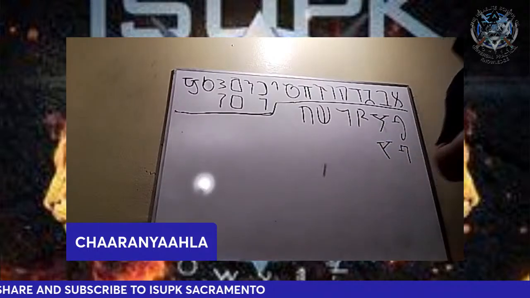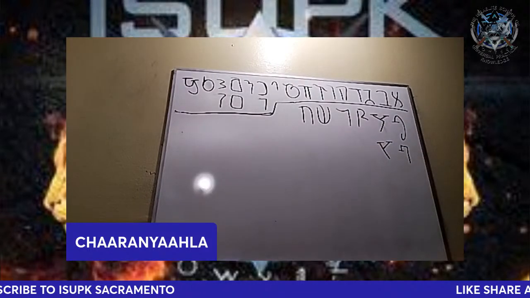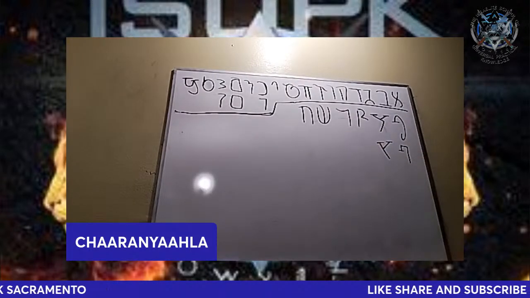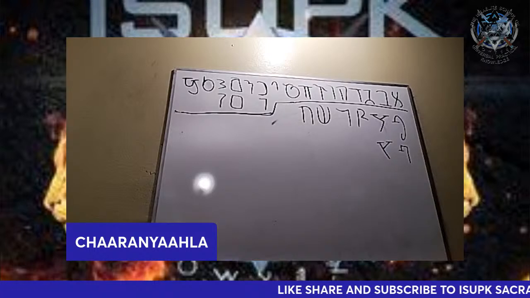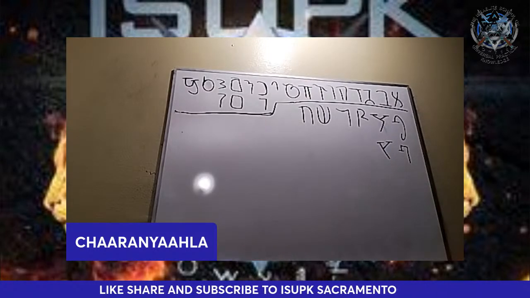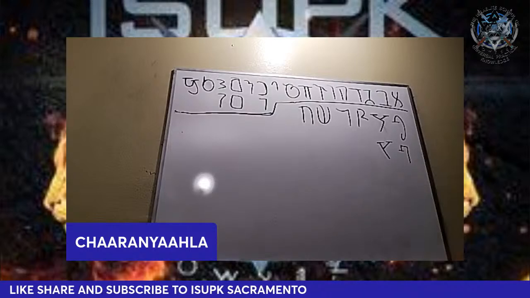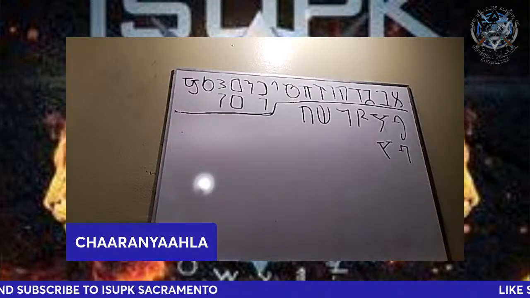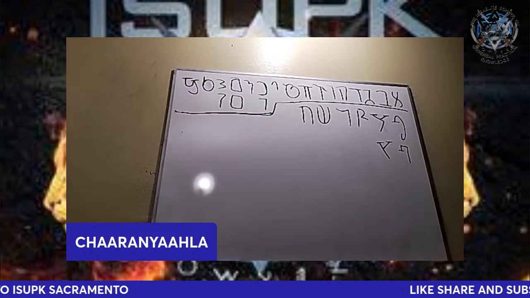All right, so once again: ba, ga, da, ha, wa, za, ka, ta, ya, ka, la, ma, na, sa, a, pa, taza, qua, ra, sha, and fa.